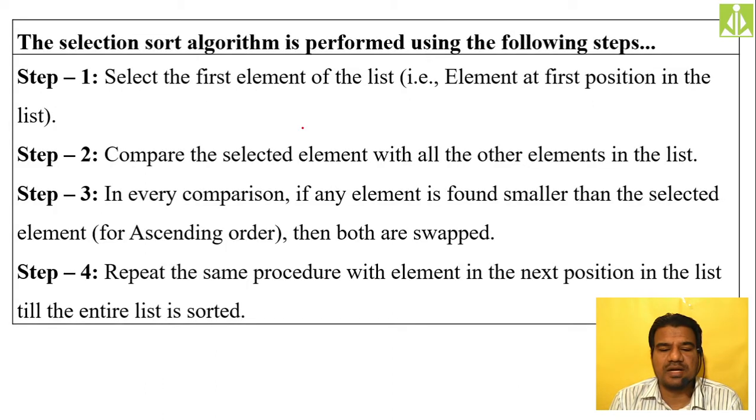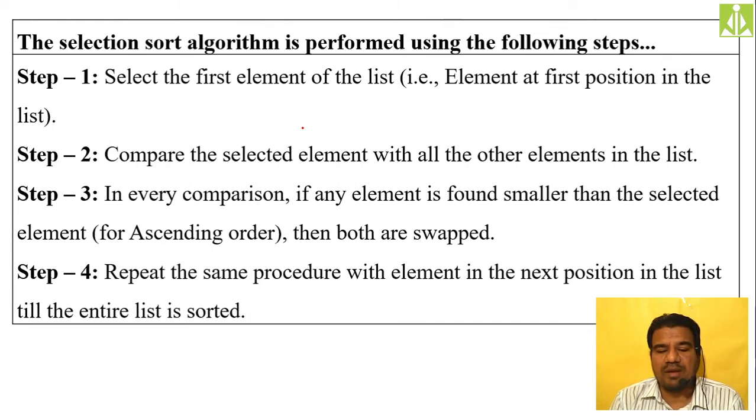So quickly see, this is the algorithm we follow in order to perform the selection sort. Select the first element of the list, that is the element at first position in the list. Then compare the selected element with all the other elements in the list, not at once, but one by one. First we start with the adjacent element, the element very next to the selected element. If nothing has to be done with that element, we go to the next element. Likewise we continue till we reach the end of the list.